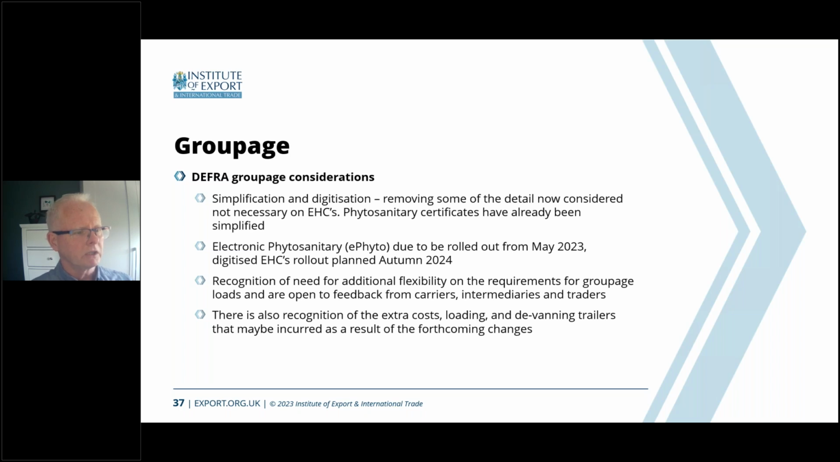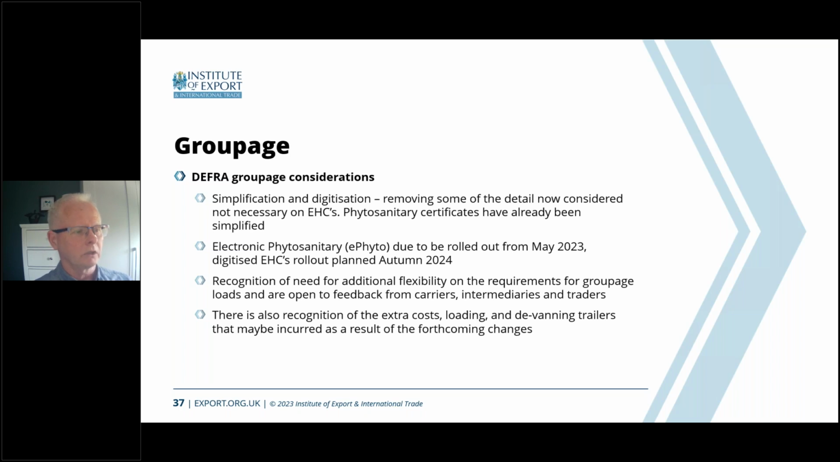So simplification and digitalization is going to remove some of the detail that's now considered on the health certificates. The phytosanitary certificates have already been simplified. A lot of the data that phytosanitaries were subjected to has already been removed by DEFRA and Port Health Authority, to ensure that it's as simple as possible and only the relevant data is collected. So that has already happened.